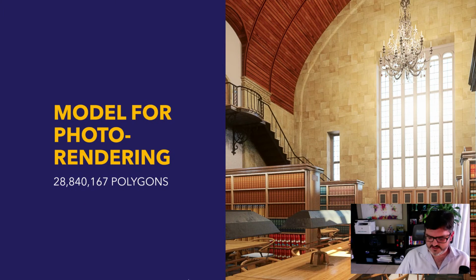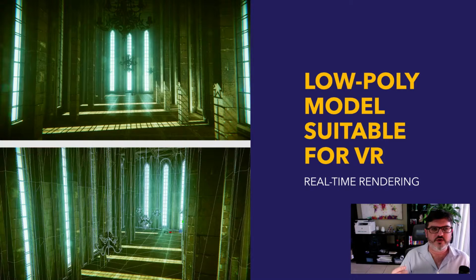But you don't want that when you want real-time rendering, like in a video game, or even worse, in VR, where you're actually rendering the scene twice from two slightly different angles for the left eye and the right eye. So for this, you want to make sure your scenes have much fewer polygons.